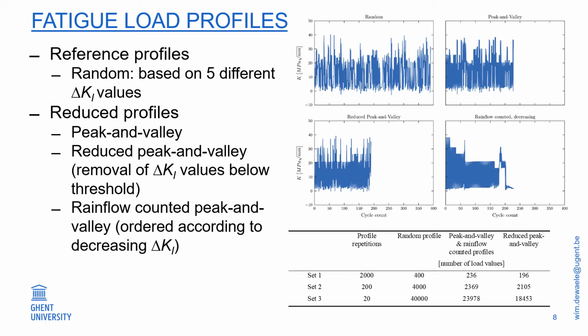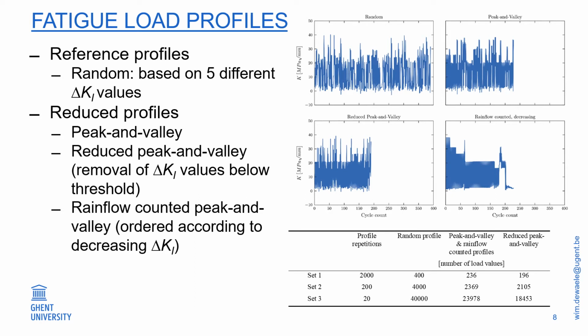And the peak and valley was also ordered by Rainflow counting, where you can see that we have ordered the stress ranges according to a decreasing delta K value. So the Rainflow has the same amount of discrete values as the peak and valley. All these load profiles have then been repeated a certain number of times to obtain the entire load spectrum. For example, for set 1, there are 2000 repetitions of these load profiles. Set 2 and set 3 are similar.